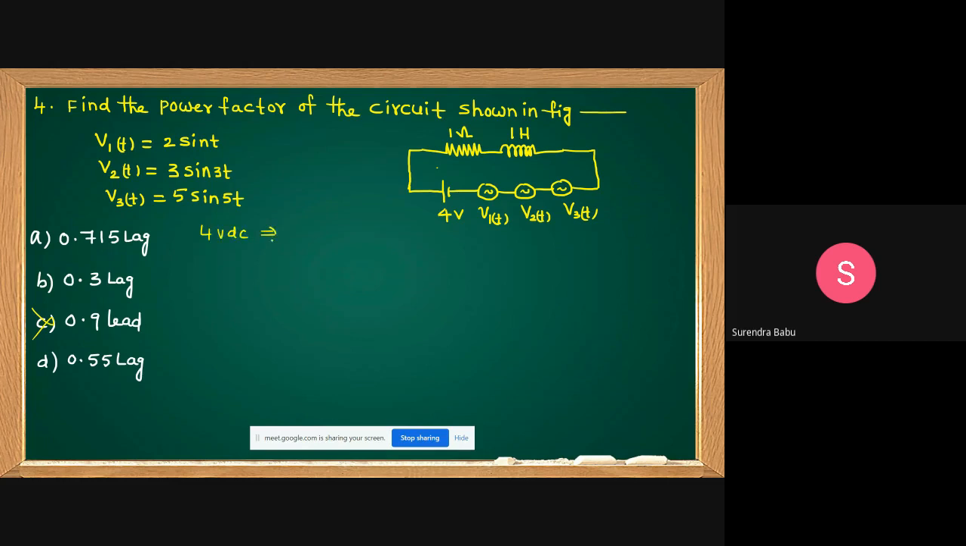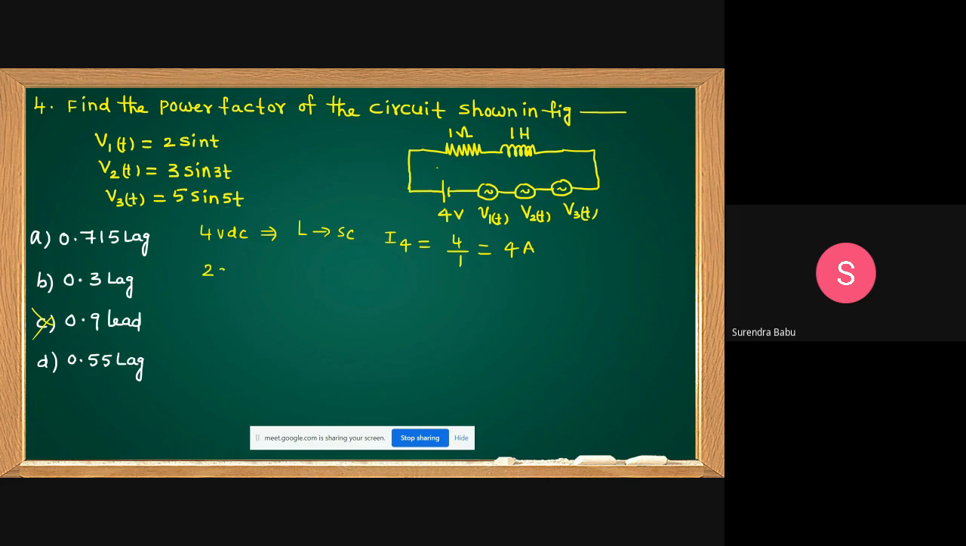With 4 volt DC, the inductor is a short circuit. Can anybody get what I4 is? I4 equals 4 by 1, 4 amperes. Here it is not 0, it is 4 amperes. A capacitor would be open circuit, but here the given element is an inductor. The inductor is a short circuit. It is 4 amperes.